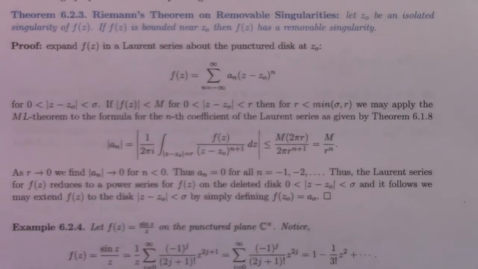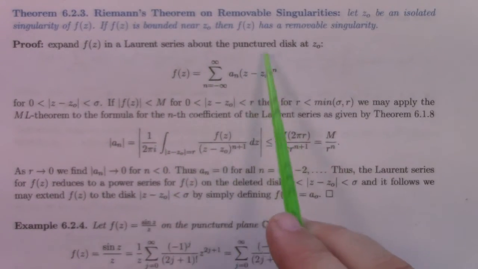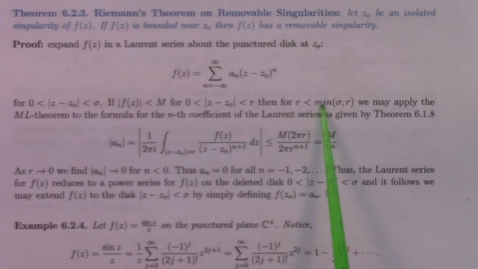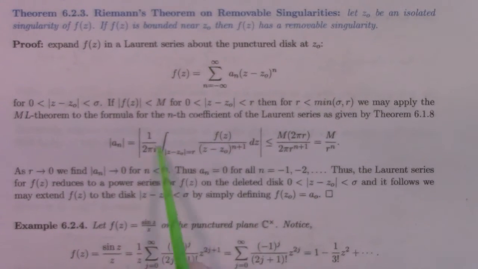The proof is very simple. The proof says that if you take the Laurent series in a punctured disk like so, if f of z is bounded, all right. There's a typo in my notes here, I think. Anyway, the modulus of a sub n is equal to the modulus of this integral. We just derived that the formula for a sub n is this integral.